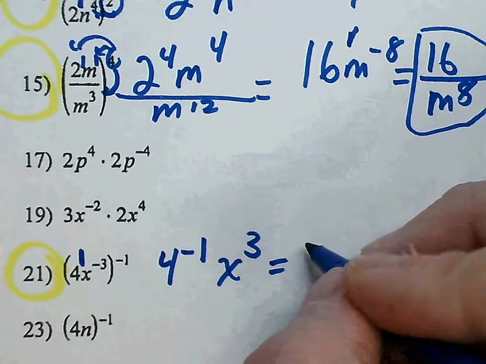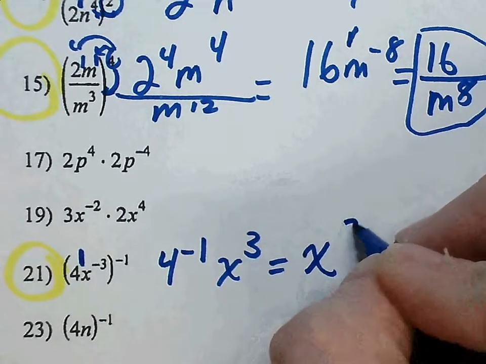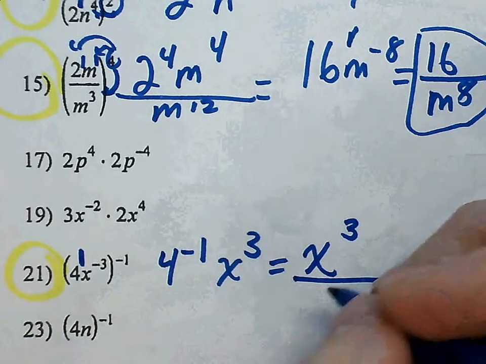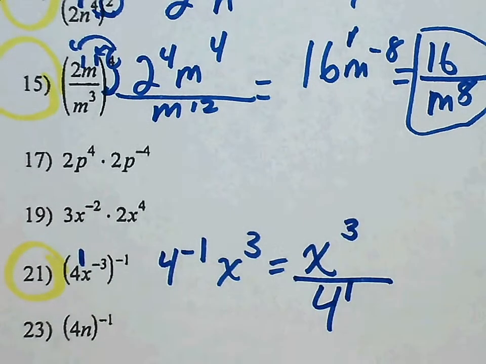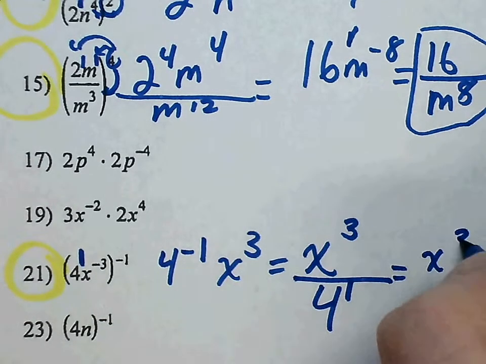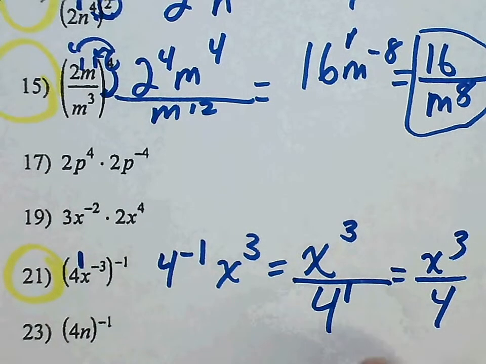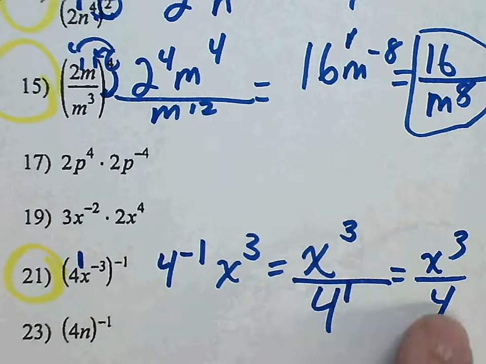All right? So I'm going to have x to the third, and that negative 1 moves that 4 downstairs to the basement. And I can rewrite that just as x to the third over 4. The question that keeps coming up is, can I leave it as 4 to the first? Yeah, I don't care. You're not going to see that way on multiple choice, but open-ended is fine. I can tell that these mean the same thing.